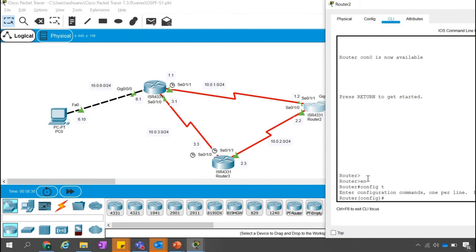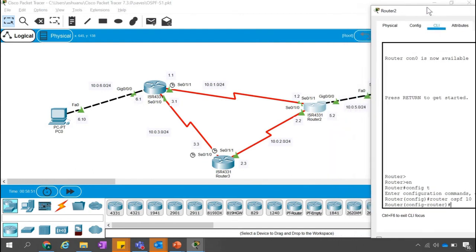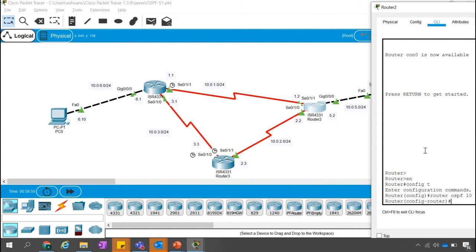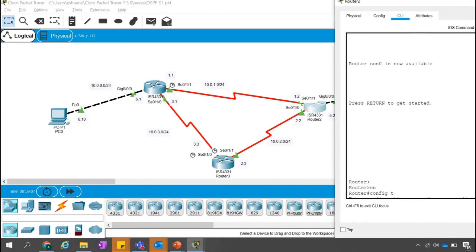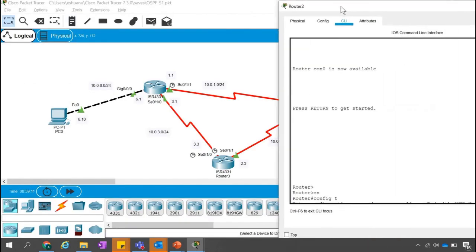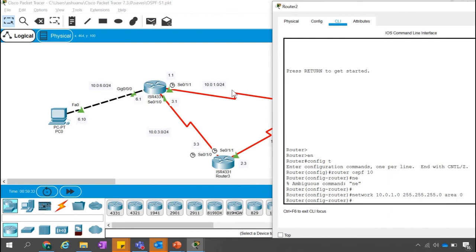Enable, config t. You can use a different OSPF process on the different routers, but I'm using the same, not a problem. Router ospf 10, and now I have to introduce you to the OSPF networks. Network, we can use the same command, copy and paste. Network 10.0.1.0 255.255.255.0. You can search in Google what a wildcard mask is and you will get a little idea about it, although I'm going to cover that in the next video because this video is already going to be too long.